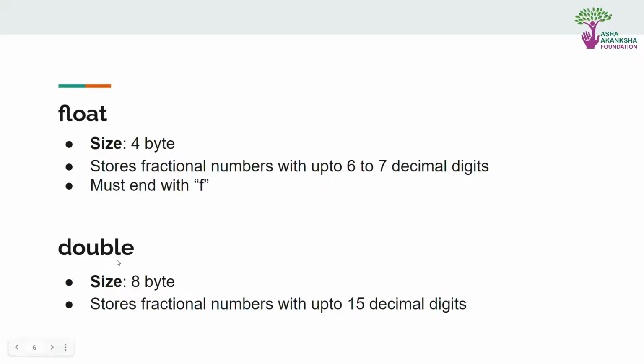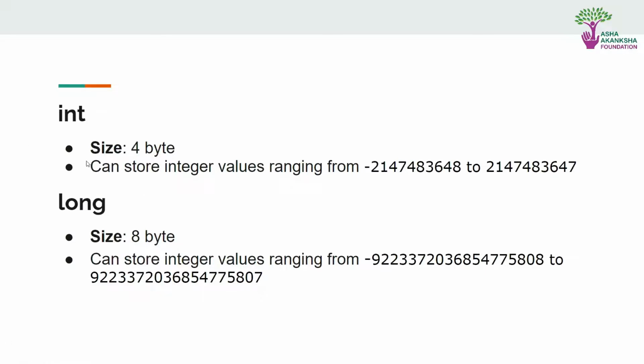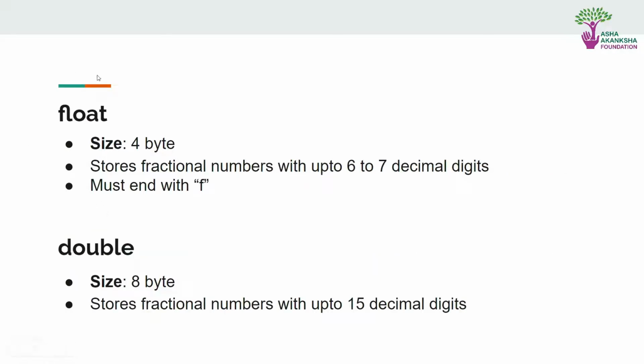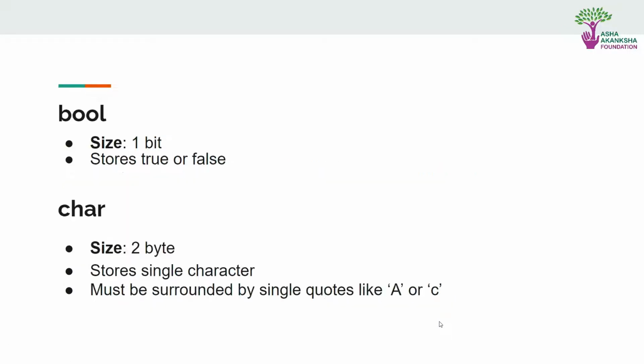And similarly, as we had long for int, we have double for float. So double is basically a bigger type of float. It is of 8 bytes, double the size of float, and it can take much bigger values. Then comes bool. So bool is of 1 bit. Remember, 8 bits is 1 byte. So it is basically 1/8 of a byte.